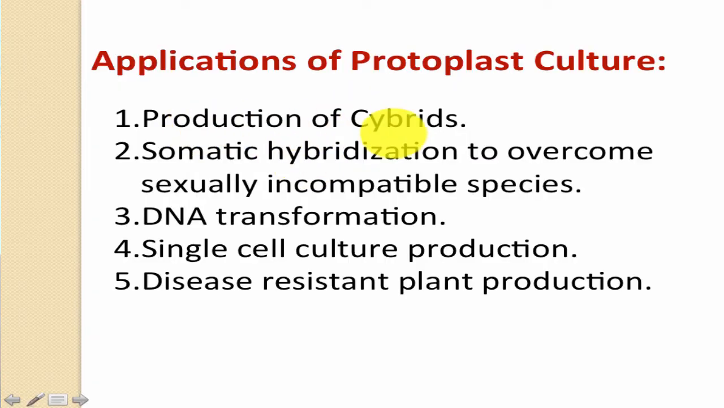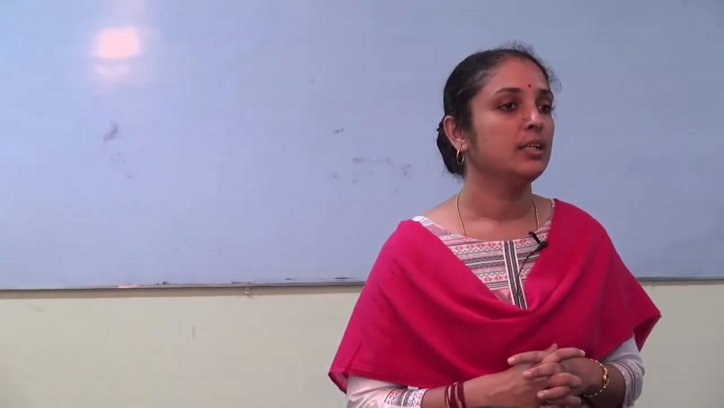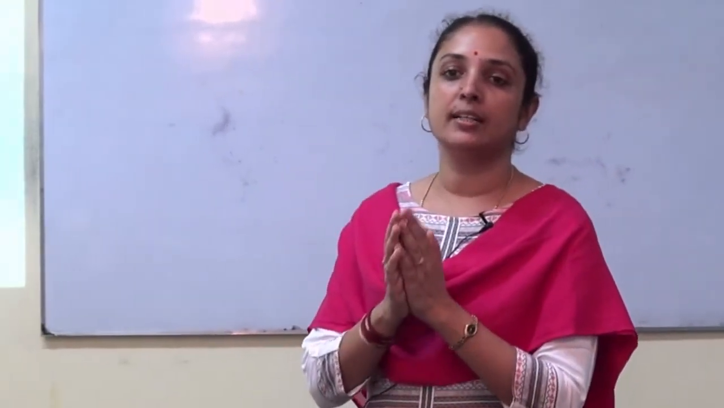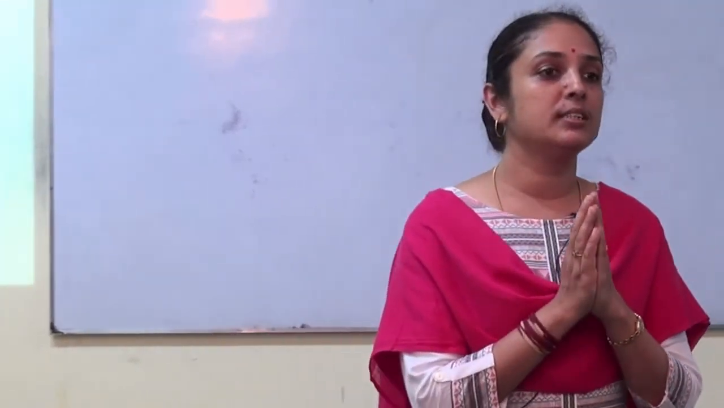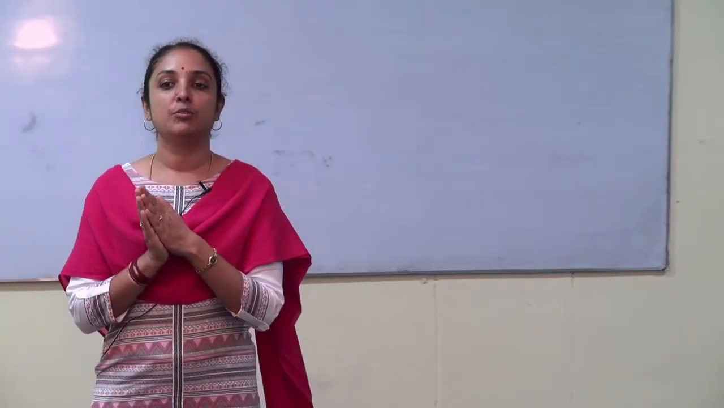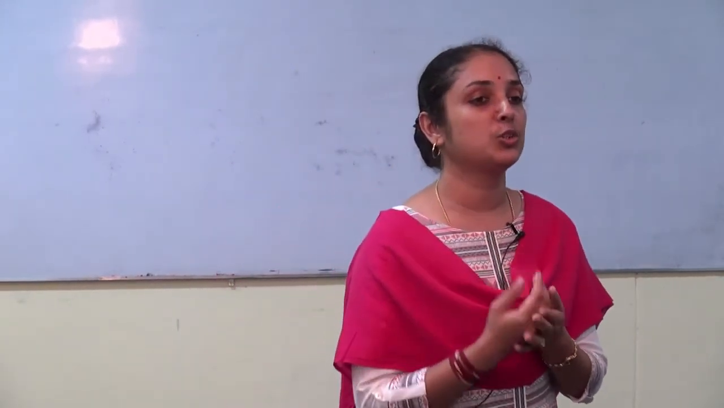Here you can see the production of cybrids. Application of protoplast culture leads to the production of cybrids. What is a cybrid? A cybrid is a fusion of two cells with the nucleus of both or a single parent. The cytoplasm of both parents gets fused, and that fusion leads to the formation of cybrids. Why is the production of cybrids possible from protoplast culture?